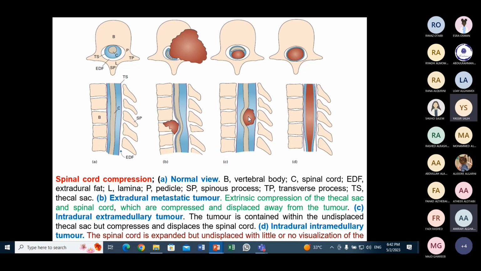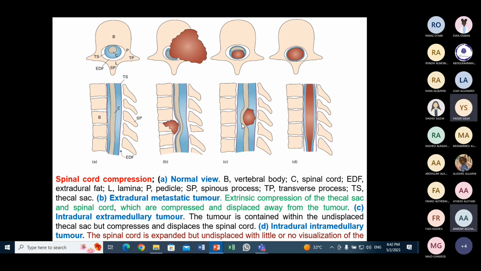In the intradural extramedullary, notice the cecal sac is displaced, that is the spinal cord. This tumor is intradural but extramedullary. How does it appear? What are the features? The tumor undisplays the cecal sac, displacing the spinal cord. Notice what happened to the CSF: accumulation up above to the level of the tumor. The CSF is more, but it is normal.